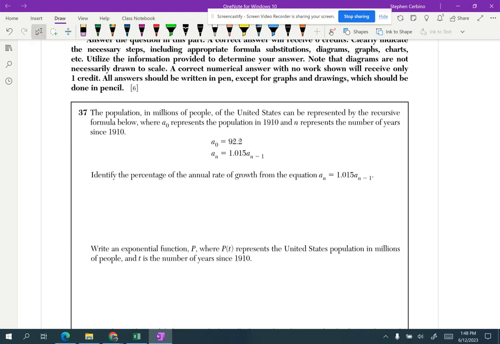Last but not least, we have this recursive sequence being defined for us. So we know that 92.2 is our original value. We see it's geometric because there's a common ratio, right? So our r is 1.015, right?